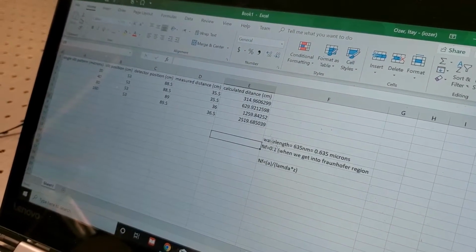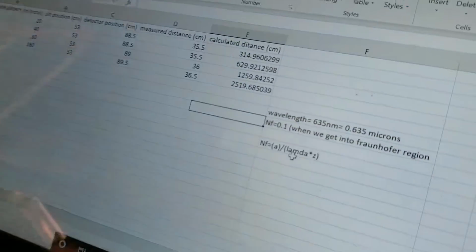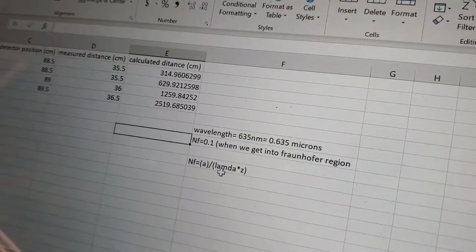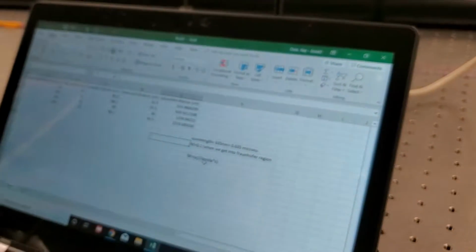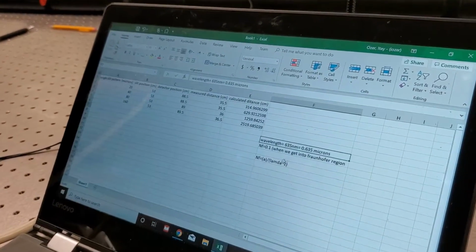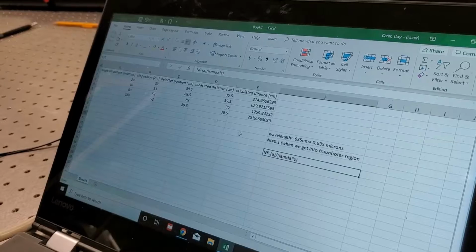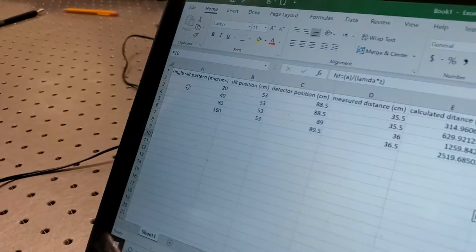To find this distance, we use this equation, the NF, which is where we start to go into the Fraunhofer region. We approximate it as 0.1. This is the wavelength that we know, and the aperture size is the number that we got in the single slit.